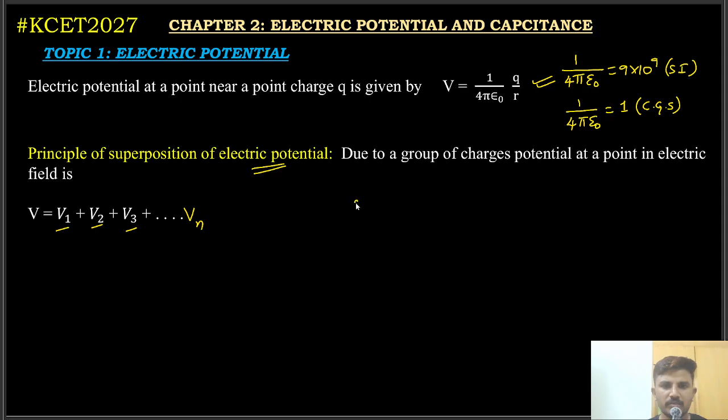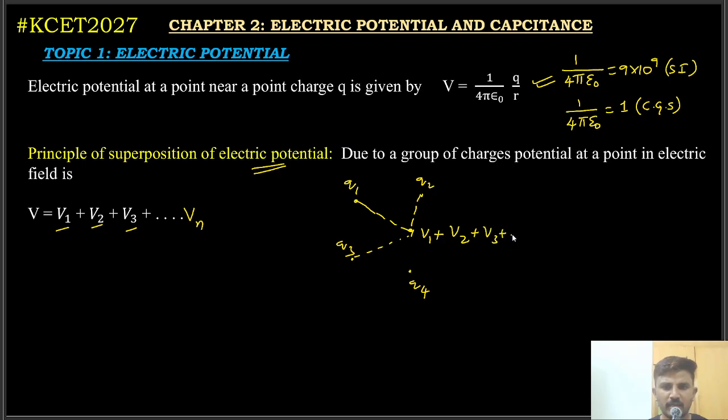Let's consider here we have a charge 1, that is Q1, charge Q2, charge Q3. Maybe it is positive or negative, whichever you want you can take. What is the electric potential at this point? Due to positive Q1, the electric potential here is V1. Due to Q2, electric potential is V2. Due to Q3, electric potential is V3.